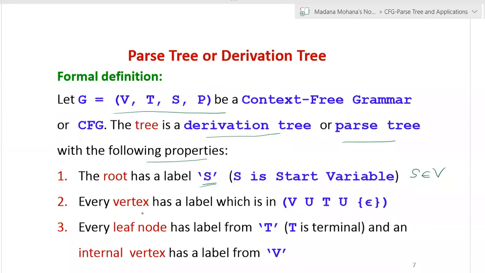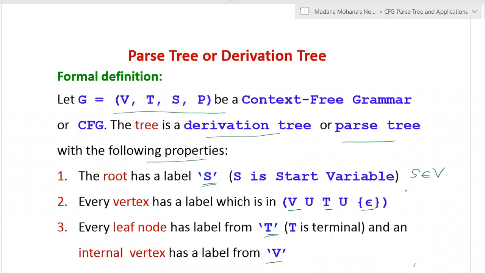Then every vertex, that means every node other than the root, has a label which is in V union T union epsilon. So all vertices are labeled with variables or terminals or null, a string of variables or terminals or null, or any one individually. Then the leaf node, which means the last node, the bottom node. Every leaf node has a label from T, that is terminal, and an internal vertex has a label from V.